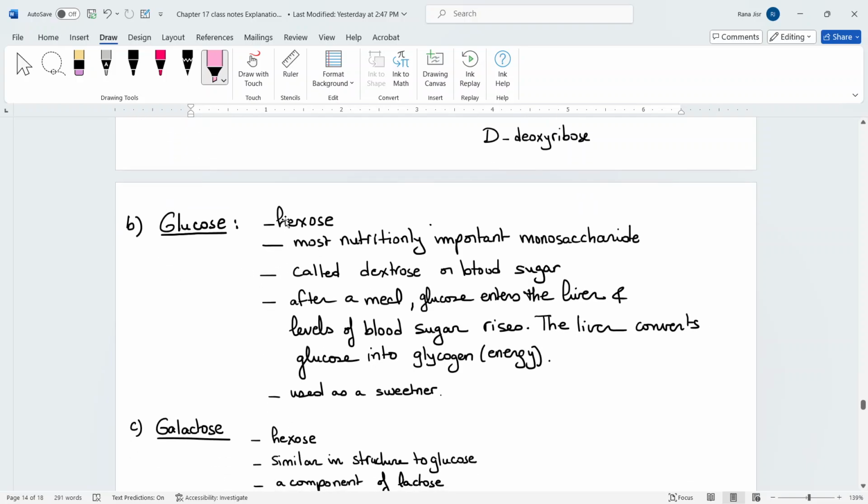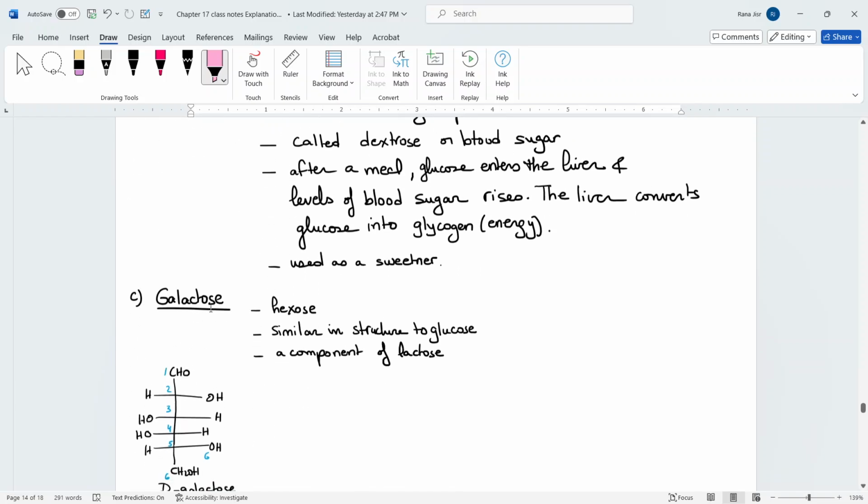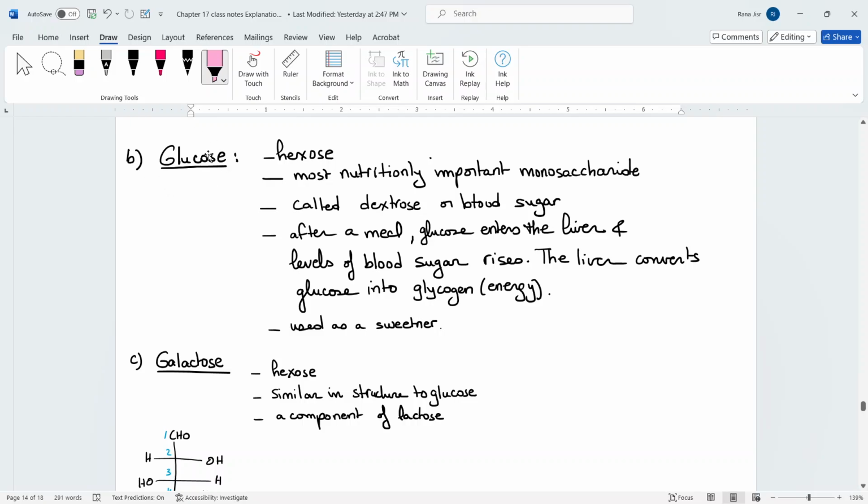So this is why we call it a deoxy, because it has two hydrogens in there. Glucose is a hexose. It is the most nutritionally important monosaccharide. It is considered to be a blood sugar, and whenever it is consumed, it enters the liver, and the liver converts it into glycogen, which is energy. Glucose is used as a sweetener, and you can find the structure of glucose in the table.